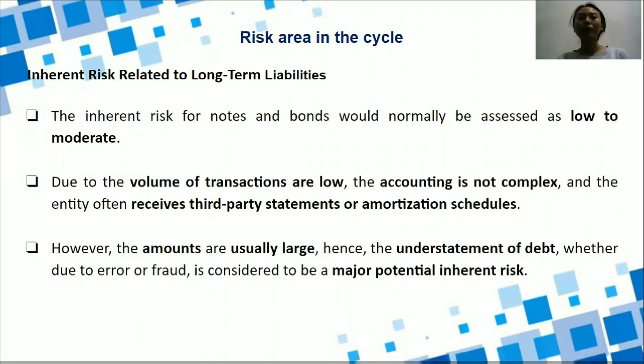However, the amounts are usually large, although infrequent. Hence, the understatement of debt, whether due to error or fraud, is considered to be a major potential inherent risk, meaning that it's a debt, right? And almost all companies have a tendency to understate their debt.